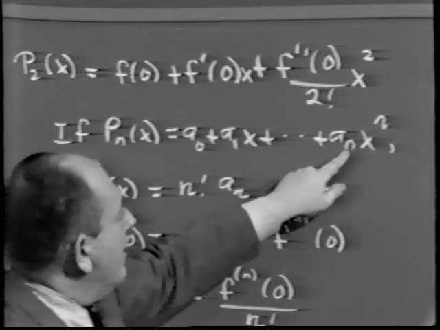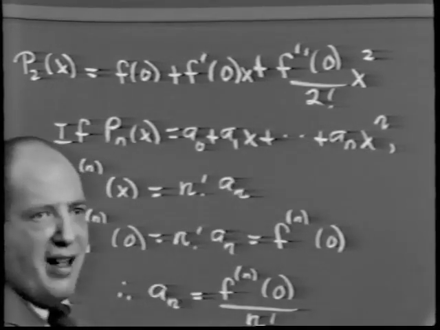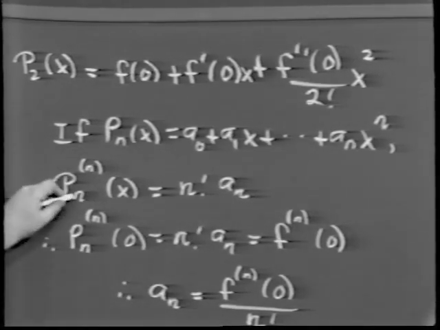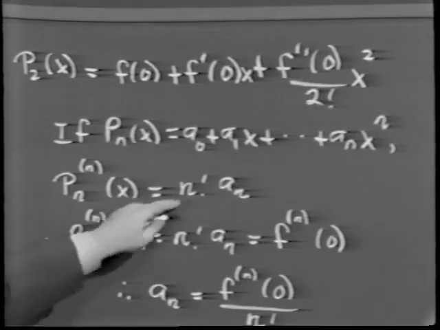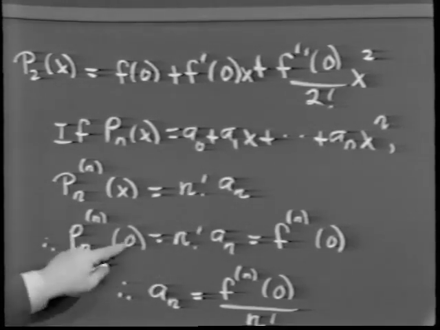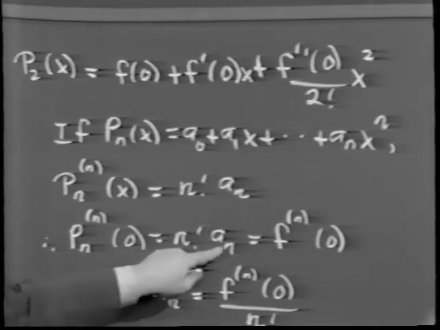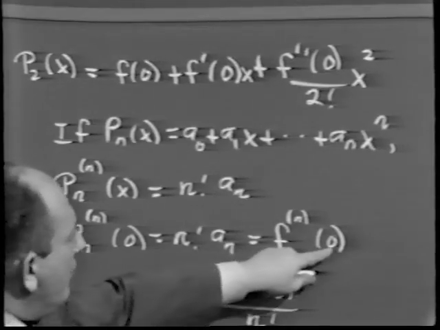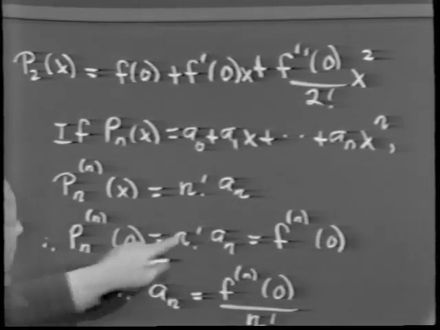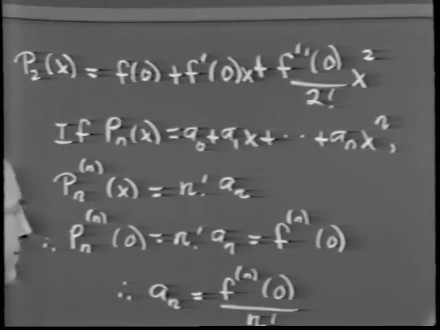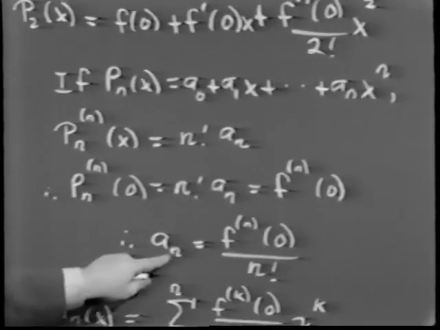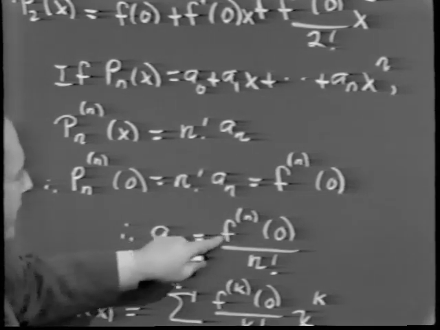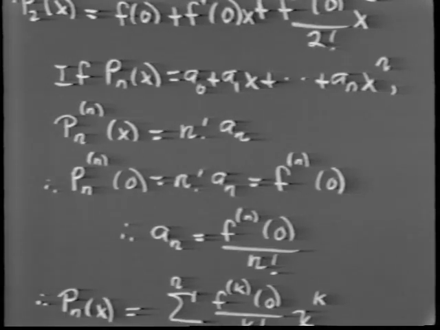A sub n is still here, and n times n minus 1 times n minus 2, etc., is just what we call n factorial. In other words, the nth derivative of p sub n of x is n factorial times a sub n. If you evaluate that at 0, that's still n factorial times a sub n. That must also equal the nth derivative of the function evaluated at 0, by definition of what you mean by nth degree of contact. At any rate, that says that the coefficient of x to the n must be the nth derivative of f evaluated at 0 over n factorial.